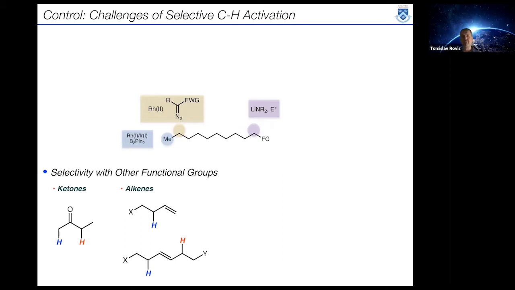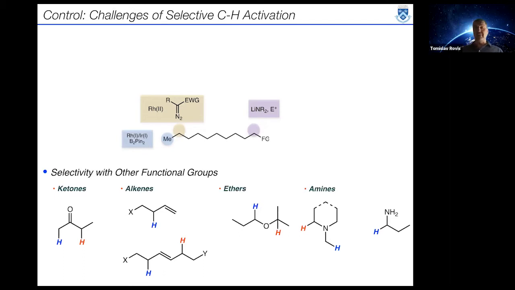And then an internal alkene is, I think, a much bigger challenge. Of course, you can apply the same analysis to ethers, and an asymmetrical ether has two different positions, as we saw in Abby's talk, for example. And of course, amines, both tertiary amines that are unsymmetrical, as well as primary amines, which have sort of the same challenges as this molecule at the top.